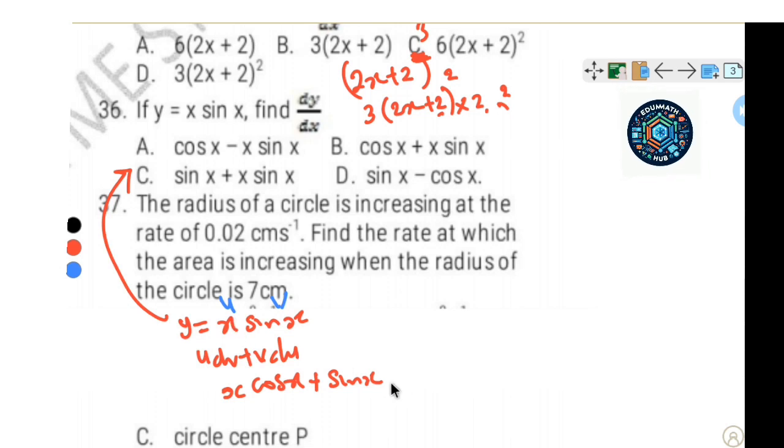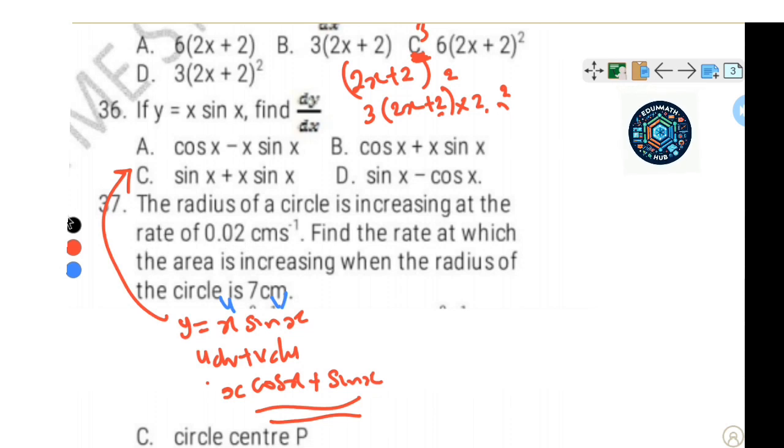differentiate x, you get 1. So no need to write it. So the answer is x cos x plus sine x. So check it in your option. So it is not there. So that's the answer. This is the answer, but it is not in the option. So x cos x plus sine x.